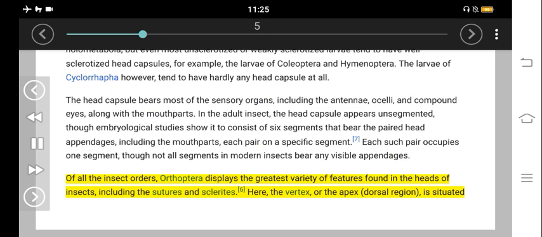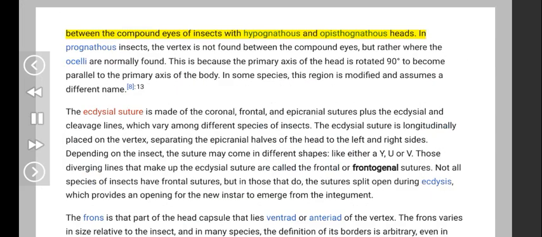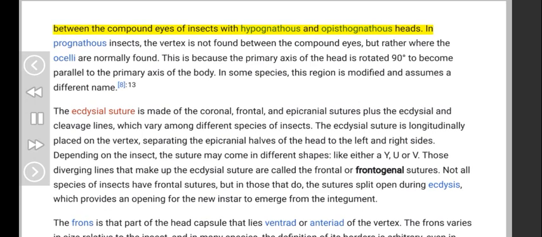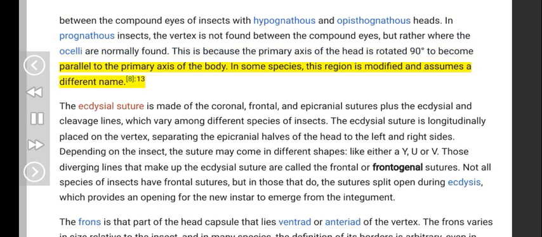Of all the insect orders, Orthoptera displays the greatest variety of features found in the heads of insects, including the sutures and sclerites. Here, the vertex, or the apex dorsal region, is situated between the compound eyes of insects with hypognathous and opisthognathous heads. In proboscis insects, the vertex is not found between the compound eyes, but rather where the ocelli are normally found. This is because the primary axis of the head is rotated 90 degrees to become parallel to the primary axis of the body. In some species, this region is modified and assumes a different name.